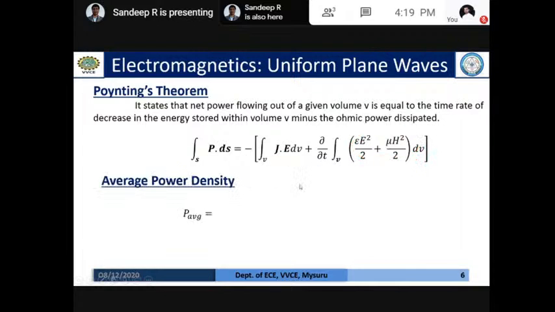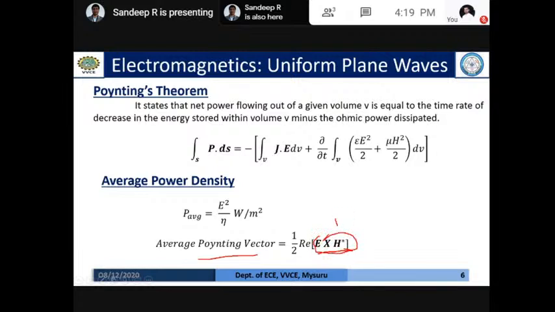So from this Poynting's theorem, we have average power density, which is given by E square divided by the intrinsic impedance of the medium, and the average Poynting vector is given by half into the real part of E cross H. So this is the average Poynting vector, which is given by half into the real part of E cross H. The Poynting vector is given by E cross H.